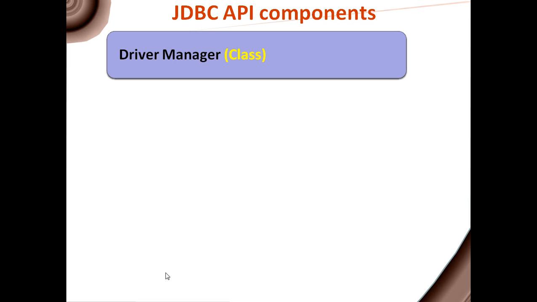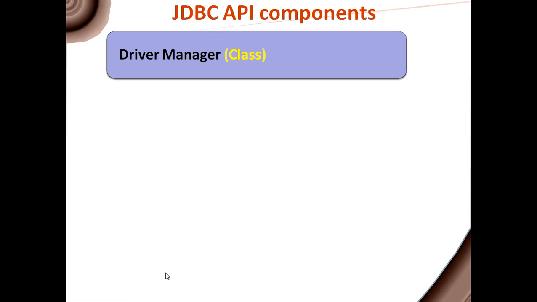JDBC API is basically divided into different classes and interfaces, and the application developer will make use of these interfaces and classes so that he or she can write a program in Java that can connect to a database and do different database operations. So let's first understand the first thing, that is class.